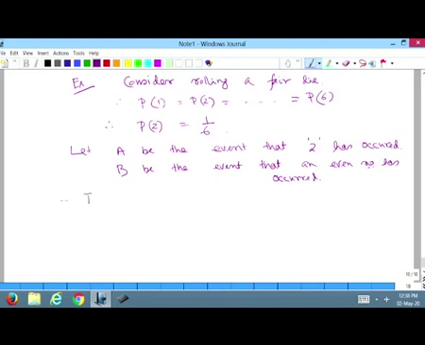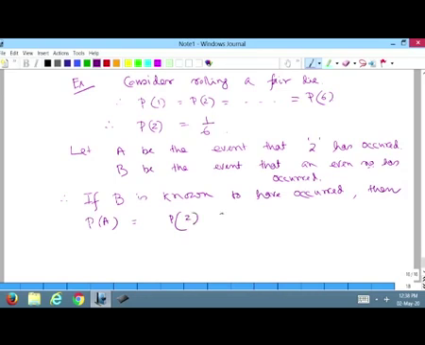Therefore, if B is known to have occurred, then probability of A is equal to probability of 2 given that one of 2, 4 or 6 has occurred.